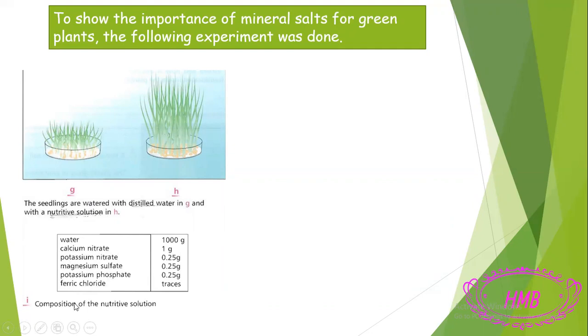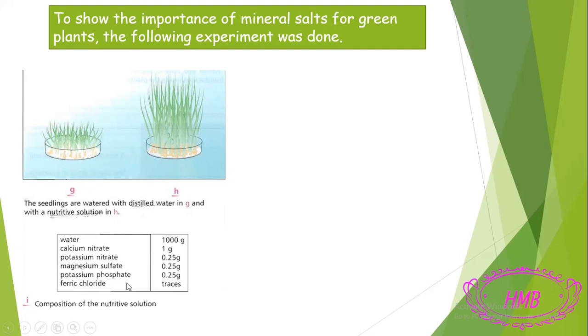طيب in another document which is document I we have a table. The table shows us the composition of the nutritive solution. يعني what does the nutritive solution contain? شو هي هيدي السوليوشن المغذية للبلانت؟ It has water ودايما وأكيد الwater it's so important element for every living thing. It has calcium nitrate, potassium nitrate, magnesium sulfate, potassium phosphate, ferric chloride.